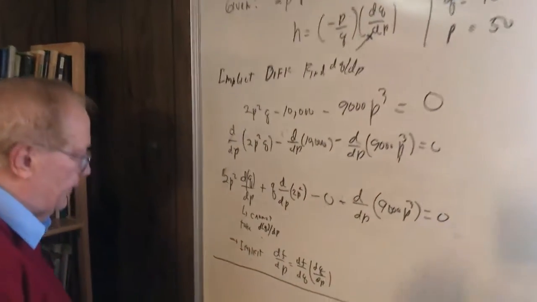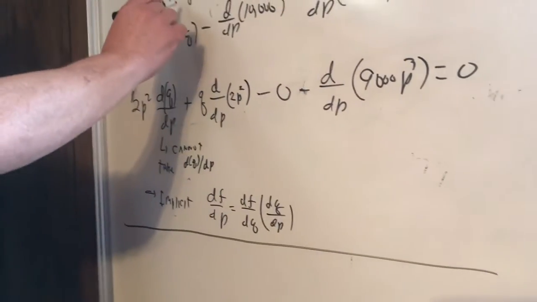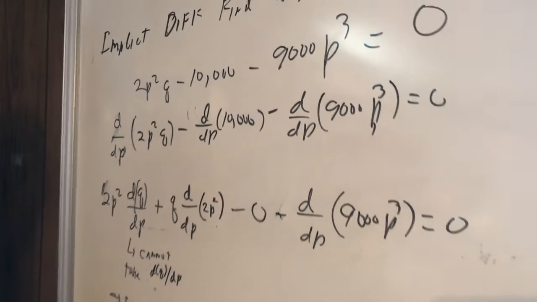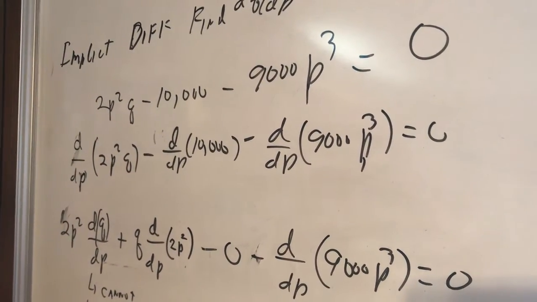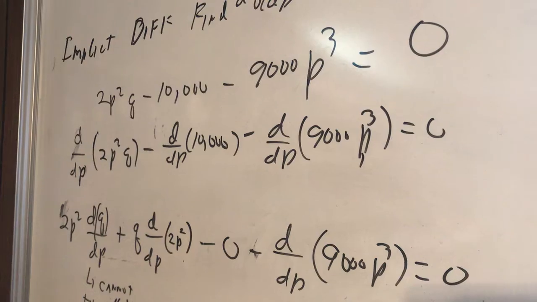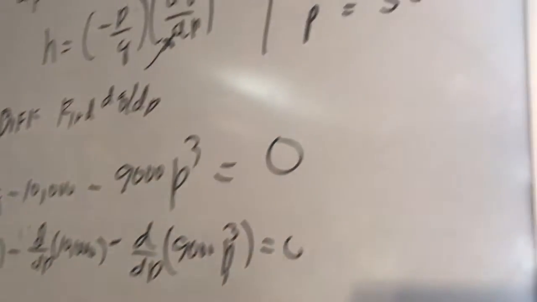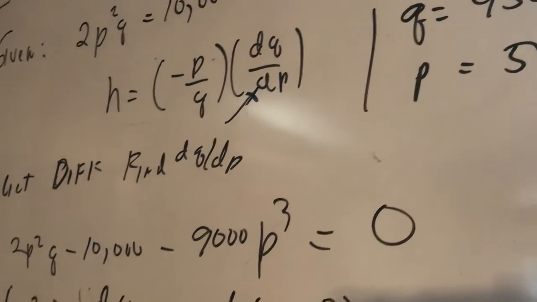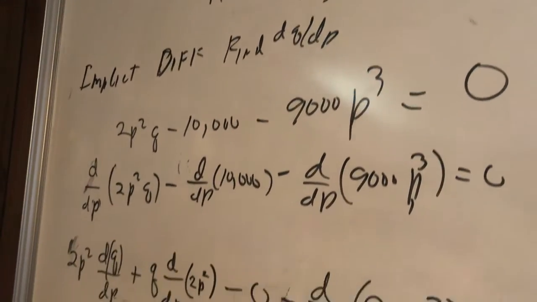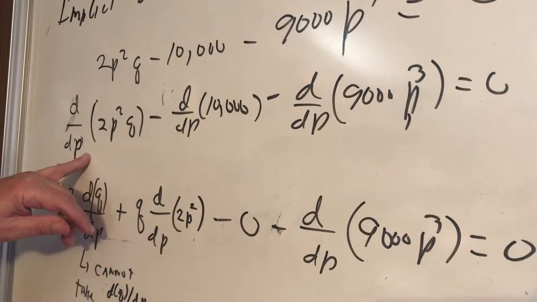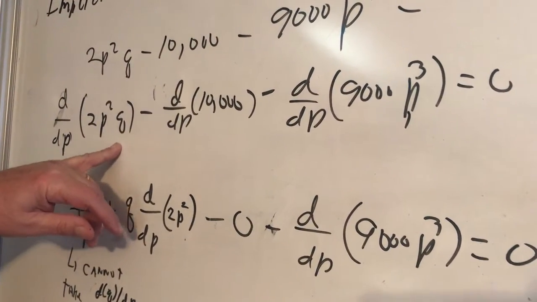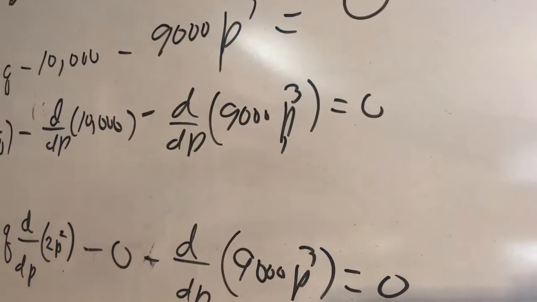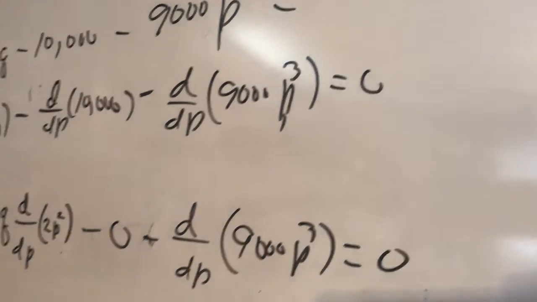Hi, second 15 minutes. We have this function, 2p squared q minus 10,000 minus 9,000 p cubed equals 0. We want to find the elasticity. We're given p equals 50 and q equals 4502. I already know those, so all I have to do is find dq/dp. I'm going to take the derivative with respect to p of each term: d/dp of 2p squared q, minus d/dp of 10,000, which is 0, minus d/dp of 9,000 p cubed.